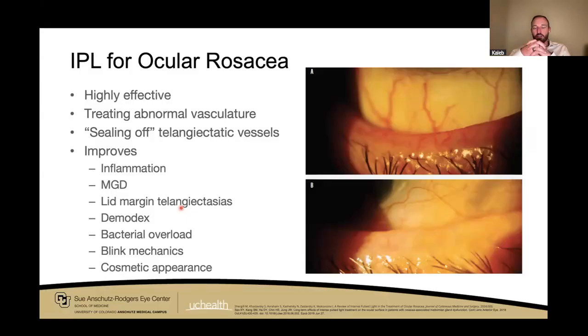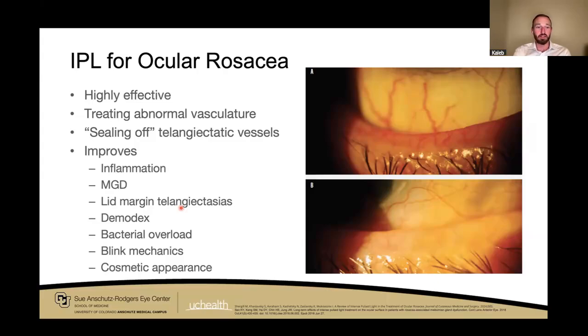This is a treatment that came out of dermatology and the treatment of facial rosacea. It is highly effective in ocular rosacea. It is the only treatment we have that is directly targeting the actual problem, which is the abnormal vasculature. It's sealing off those telangiectatic blood vessels through vascular thrombosis.